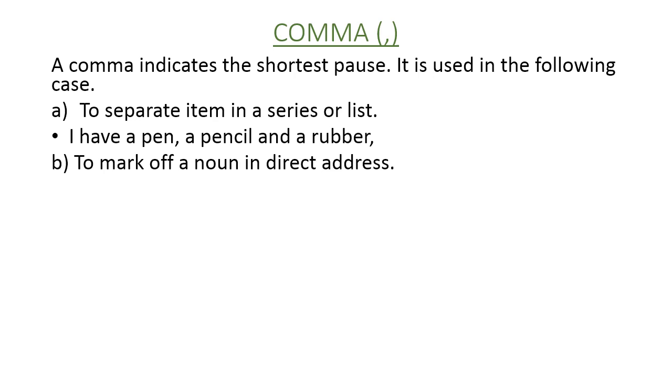When we are addressing someone, means if you are calling someone's name. So mark off a noun. For example, Manish, here is your book. So Manish is the name and we are directly addressing the noun. Noun is a name of person, place, animal or thing. So Manish is a proper noun here. It's a name of a person. So we are directly referring to Manish. So we are putting a comma after Manish.